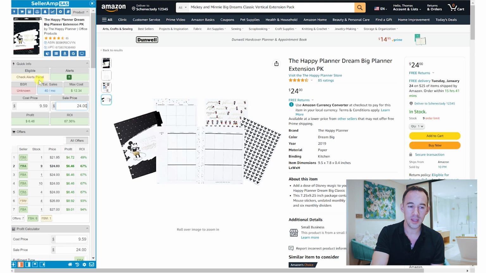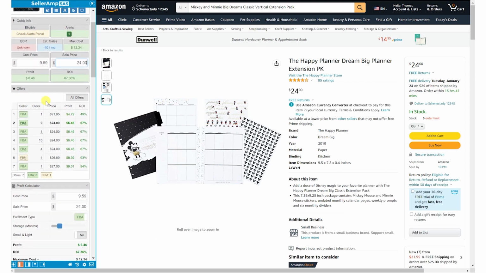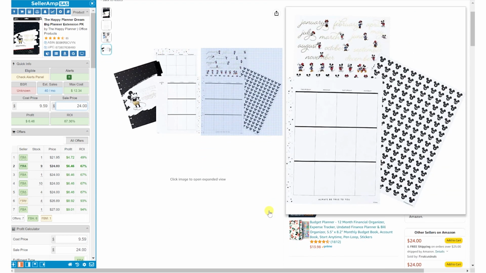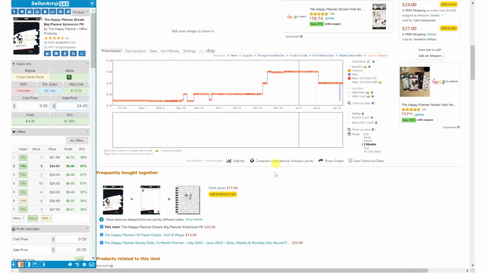Now, the other one is eligibility. I'm not logged in, but you're looking for that to go green. It means you can actually sell this product. So I know I can sell it, but I'm just not logged into my account right now. So look for that. Now let's scroll down. What I am also going to do is check these numbers on Keepa. Right now, the sale price is £24. So I want to scroll down here and have a look at this Keepa chart. Let me just log in a second.